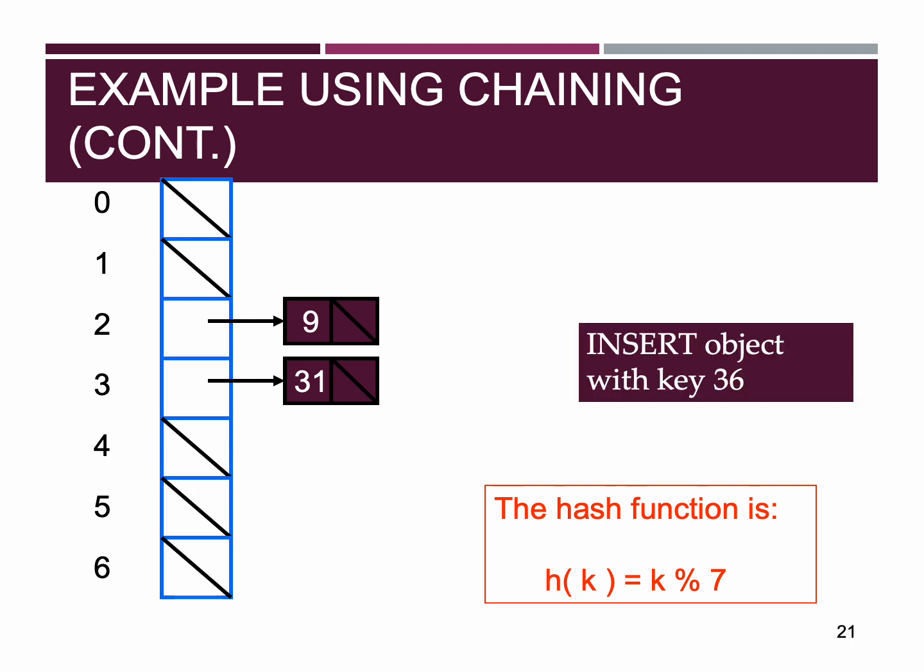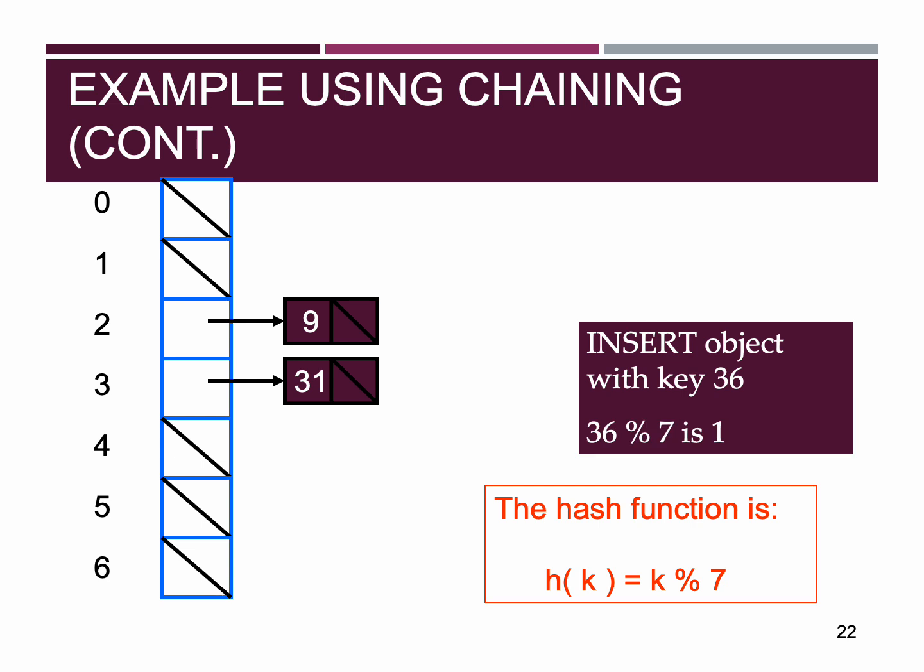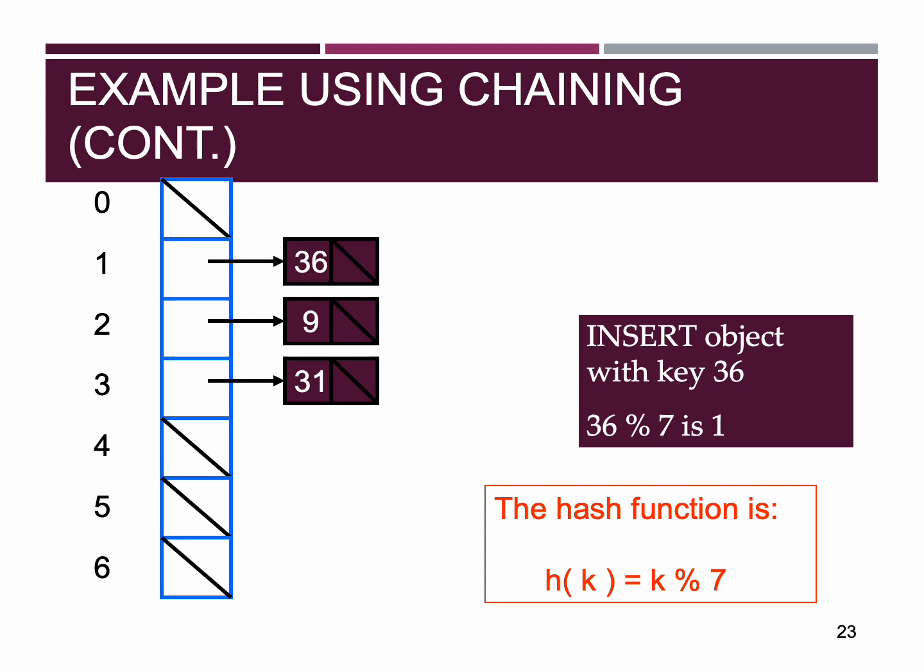Okay, so now if you look at the third one, we will insert key 36. Now 36 by 7, we have the remainder 1. Now we'll insert 36 into index 1 here. If you look at here, the first one we inserted 31 into index 3, then the second one, 9, we inserted into 2, and then on the third one the remainder is 1, so we inserted on index 1. So this is how we insert values in a hash function.